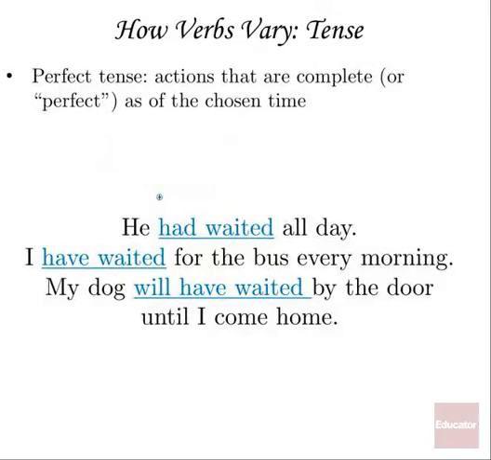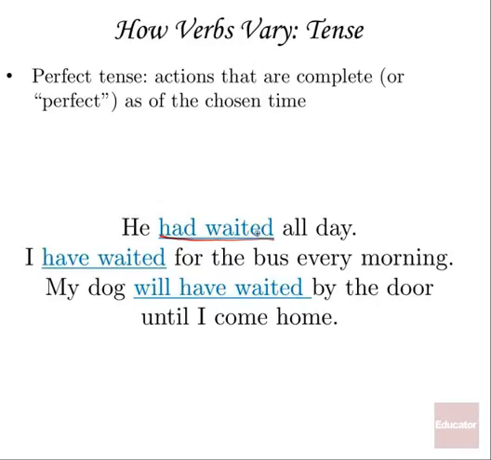Now, here's the perfect tense. Perfect tense describes actions that are complete or perfect as of the chosen time. So in the present perfect tense, the action is complete as of now. In the future perfect tense, the action is complete as of whatever point in the future you're talking about, and so on. So, he had waited all day. As of some point in the past, the waiting was done.